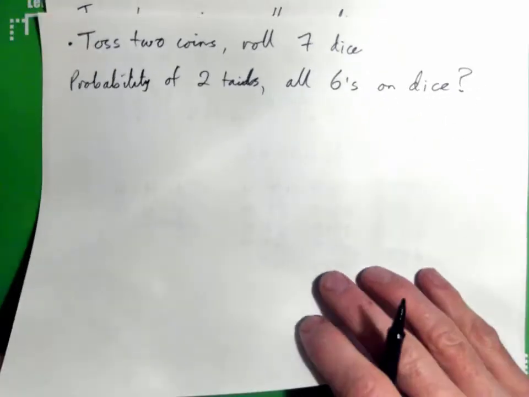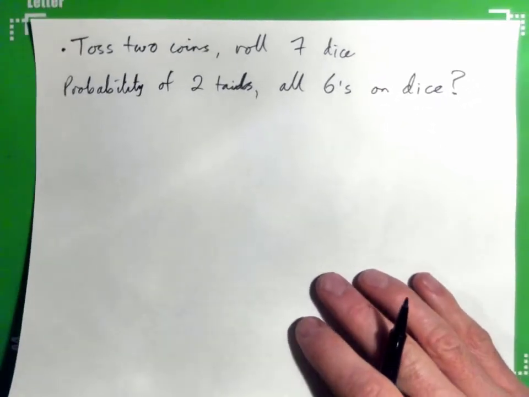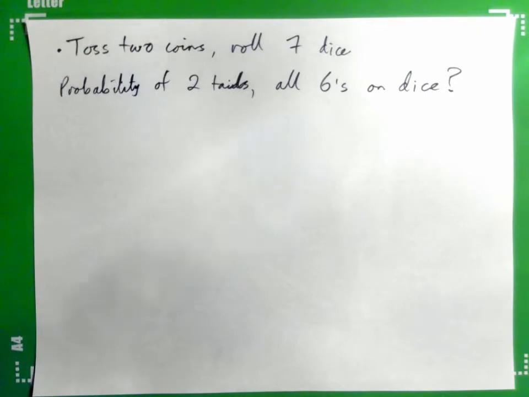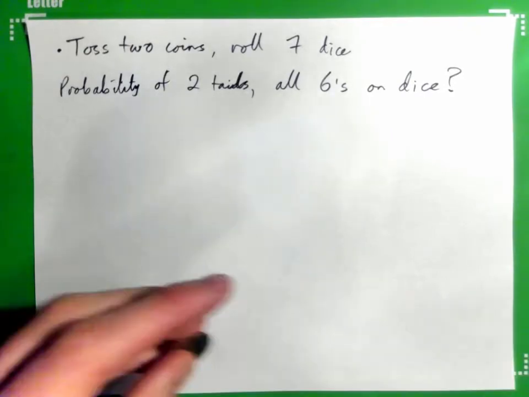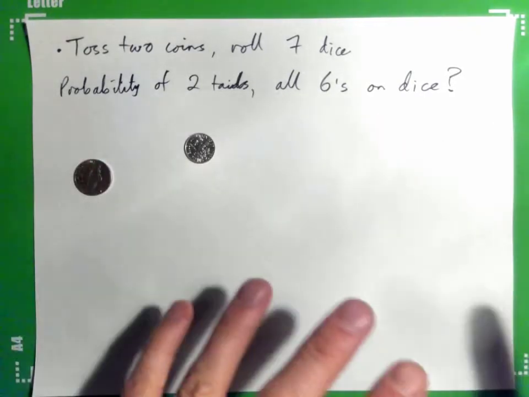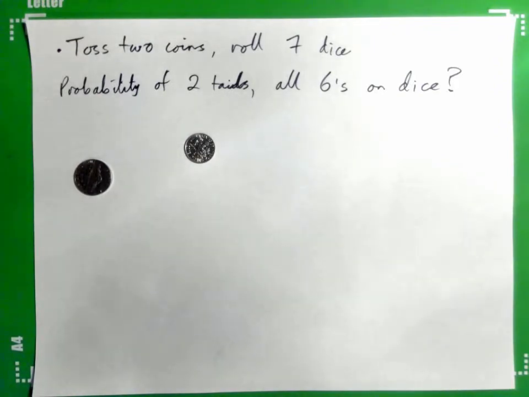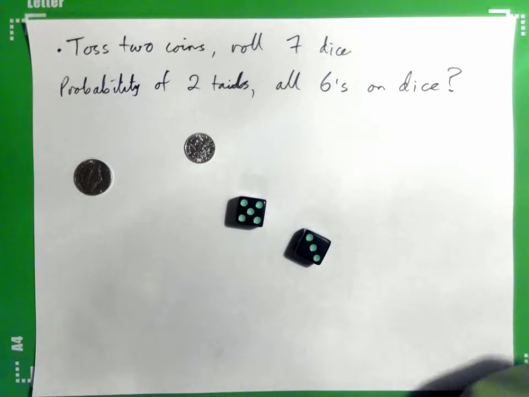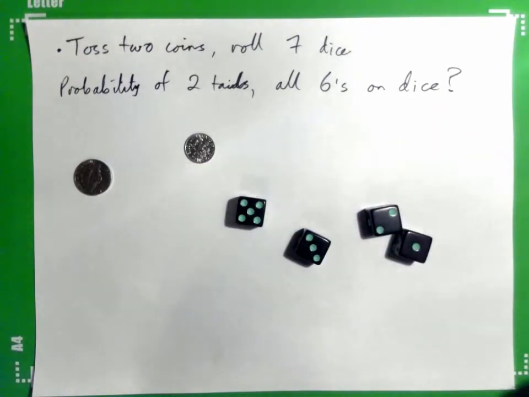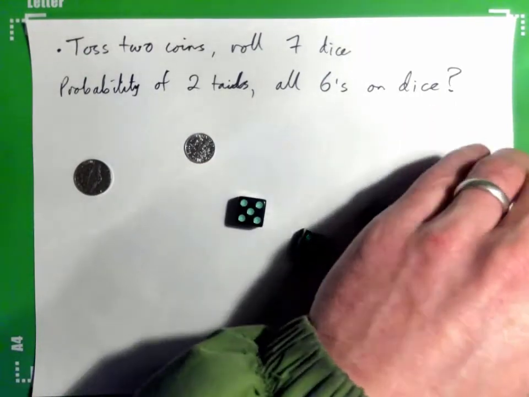So everybody, in this example we're going to toss 2 coins and roll 7 dice. We're going to figure out the probability of getting 2 tails and then all 6s on all of the dice, right? So let me find 7 dice. Here's 1, here's 2, here's 3, here's 4, here's 5, 6, and 7.